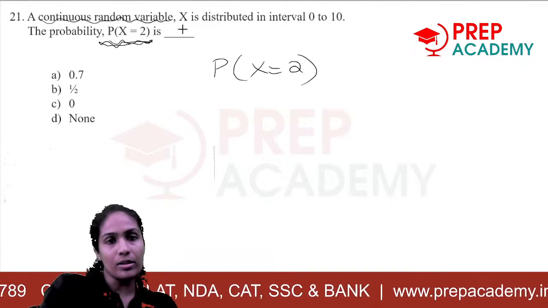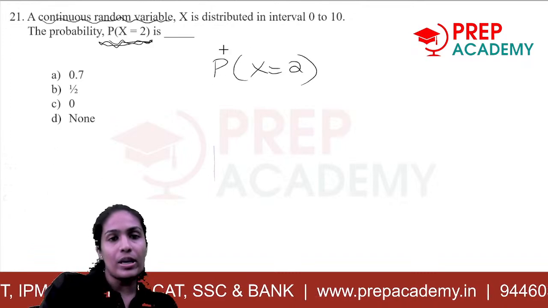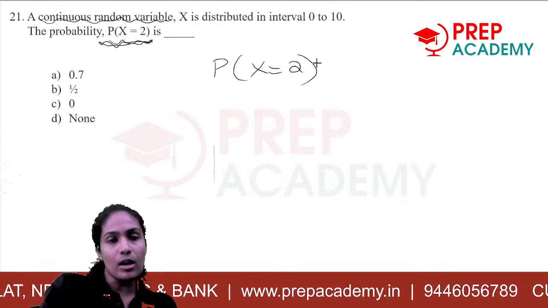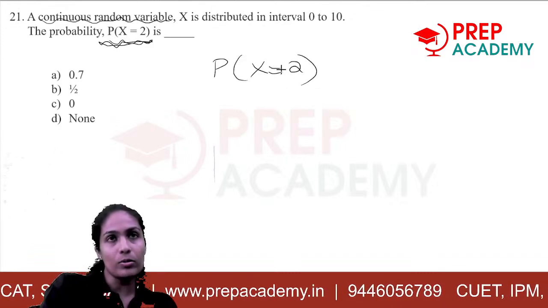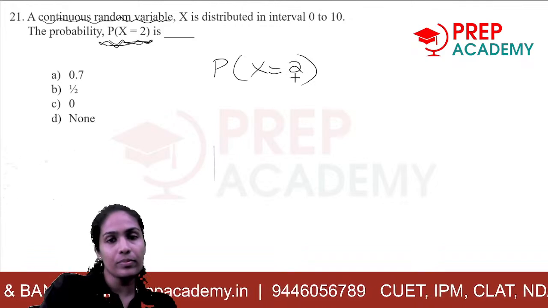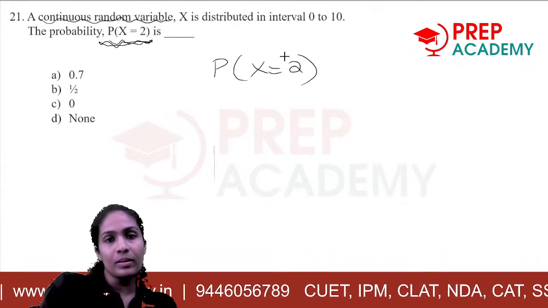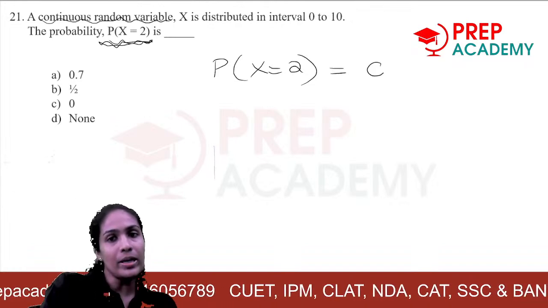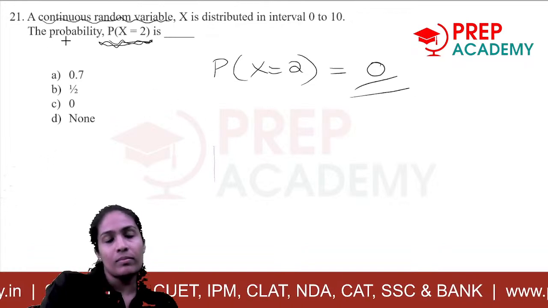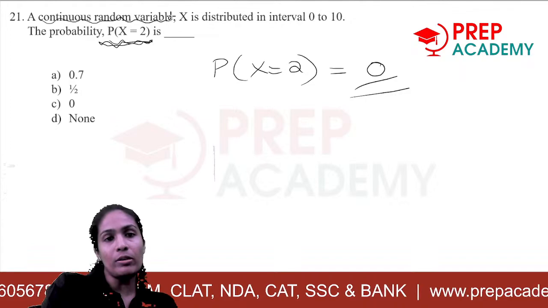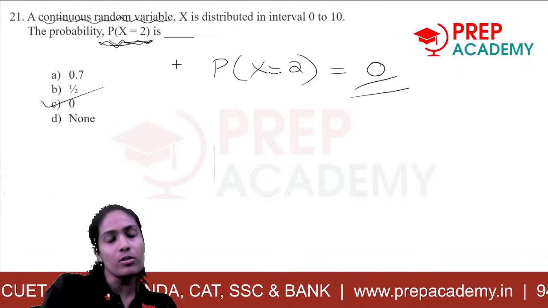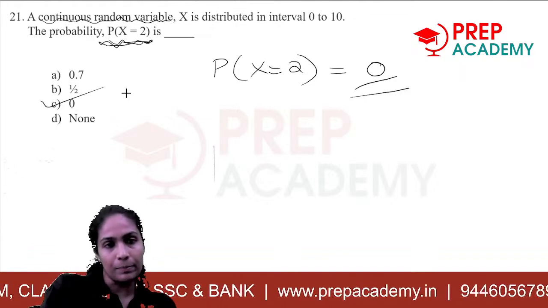The variable is a continuous random variable. So if the variable is a continuous random variable and you are asked to find the probability at x equal to 2, that is, at a point, then the probability will be 0. Probability at a point for a continuous random variable is always equal to 0. So the correct option is option C.